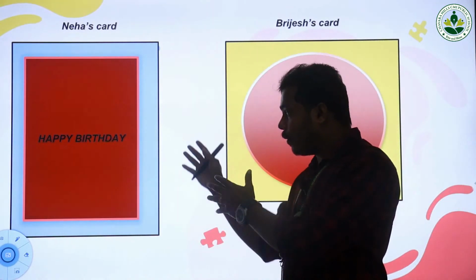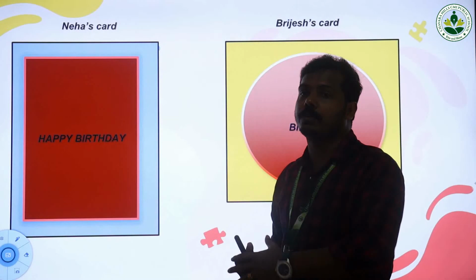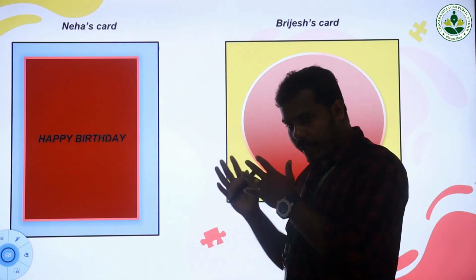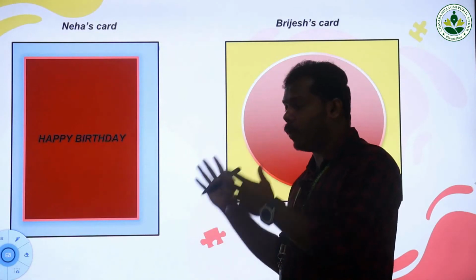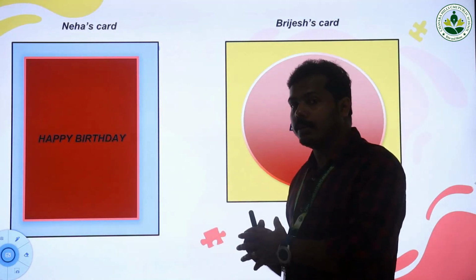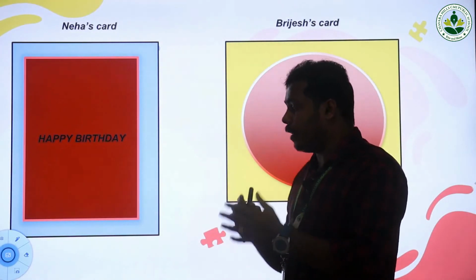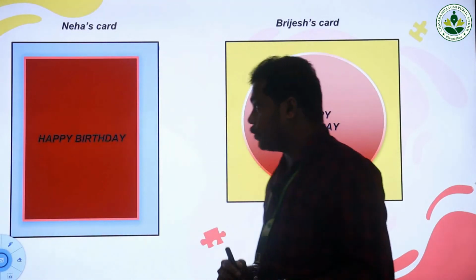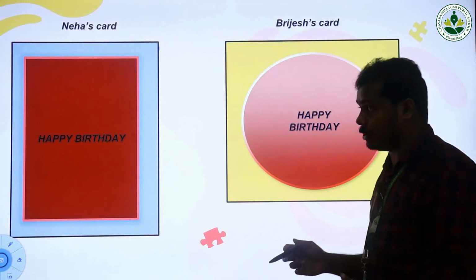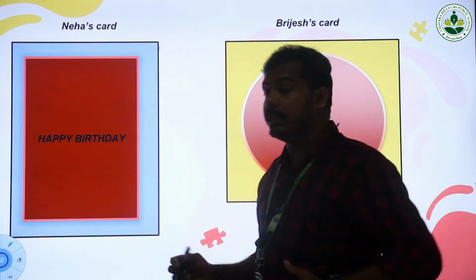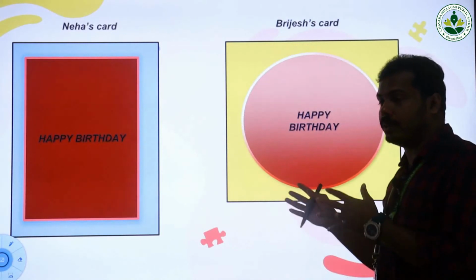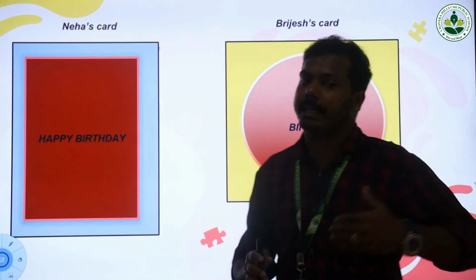Here we need to find out the length of the sides of this card. Then only we can find how much length of ribbon they need. So the first one is a rectangular shaped card. First we need to find out the length of the sides of the card, and for the second one also, we need to find out the total length of the sides.